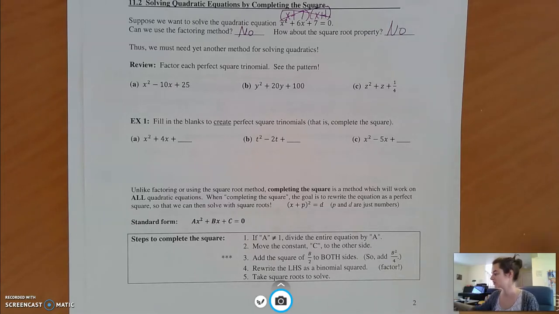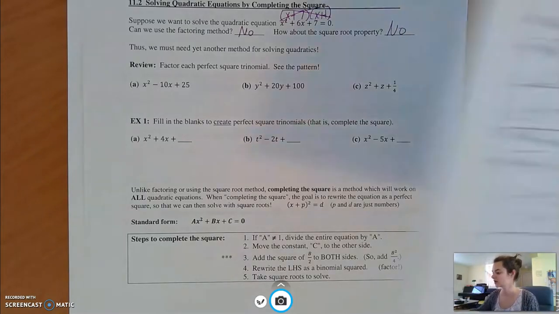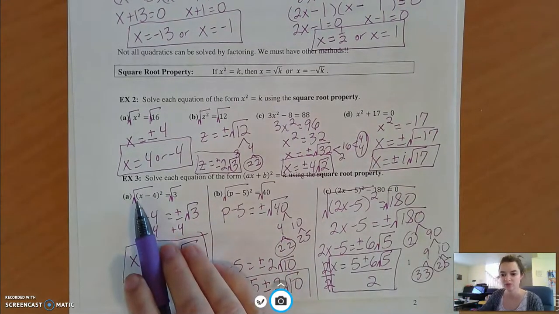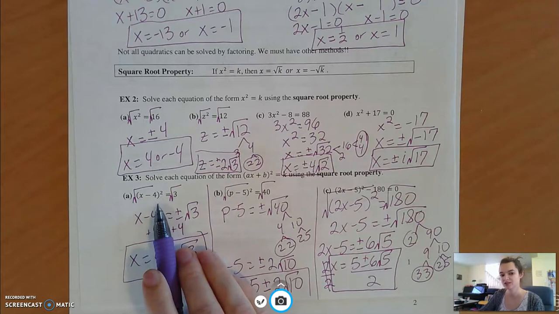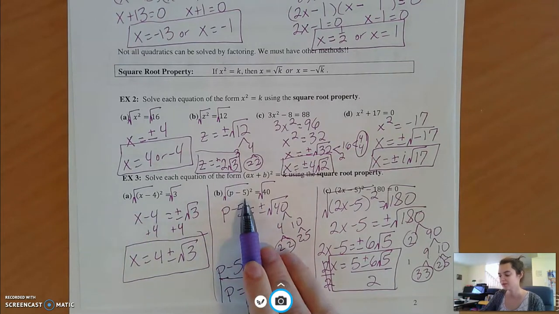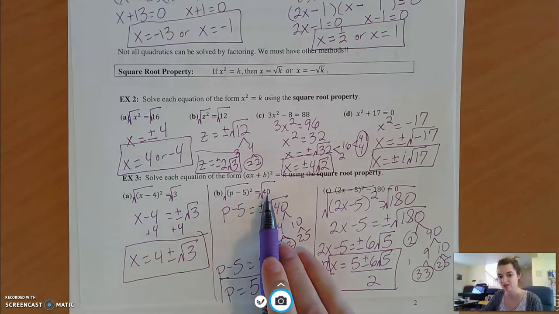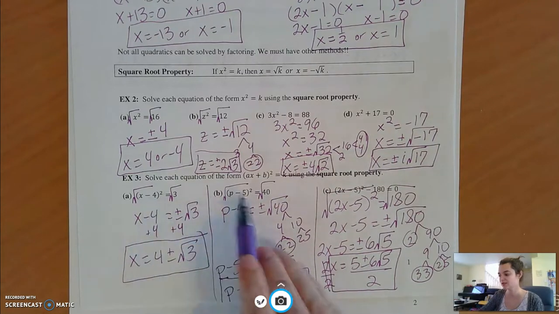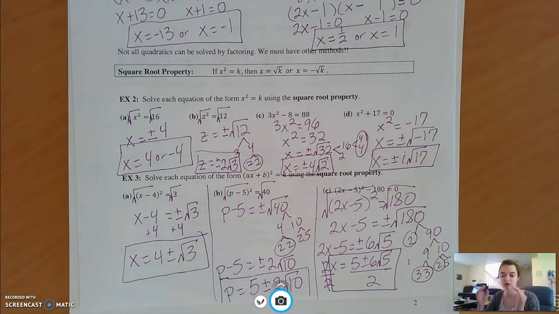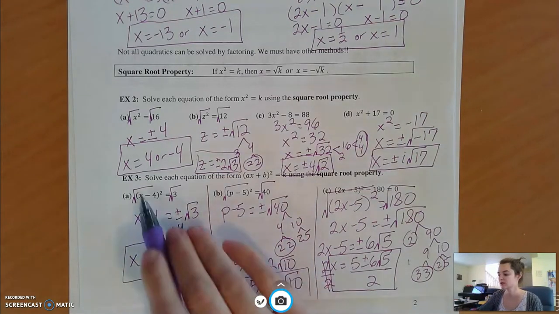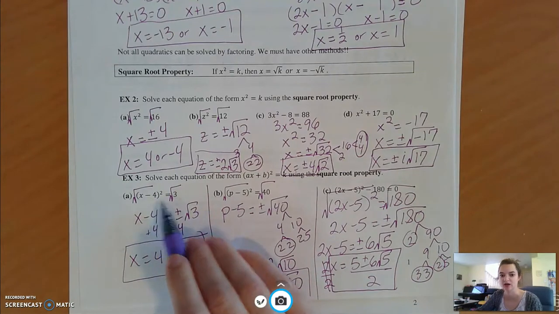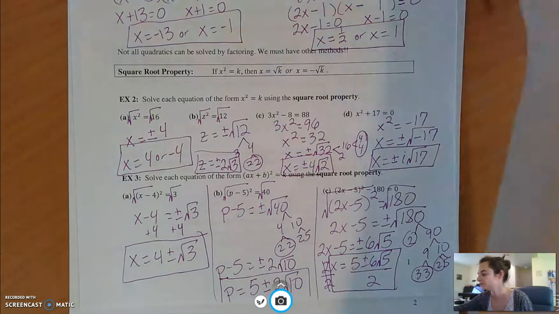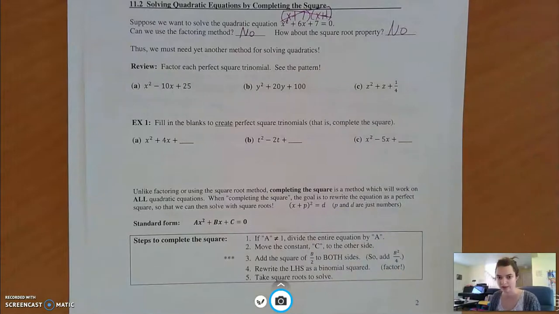The main idea behind completing the square is, if you go back in your notes to the 11.1 example 3 notes, this format of x minus 4 squared equals 3, or p minus 5 squared equals 40, something like that, we could solve those, which was great. And so with completing the square, we're actually trying to get them into the format of a perfect square trinomial, to get it into something that looks more like x minus 4 squared or p minus 5 squared. We're trying to get it in that format so that we can solve it. So the question is, how do we get it into that format?